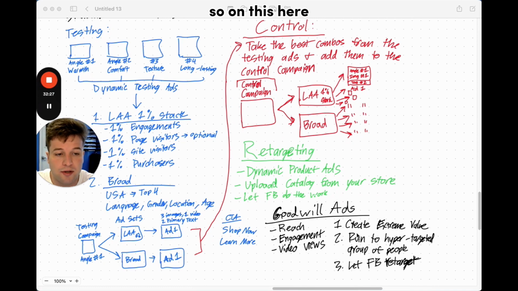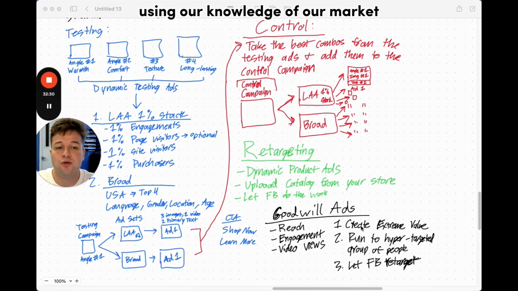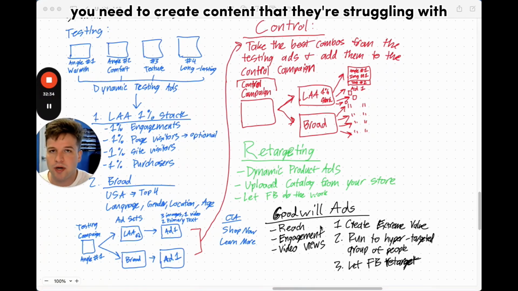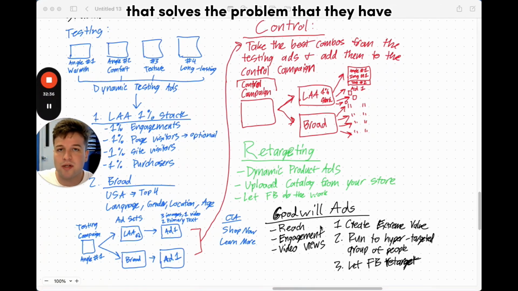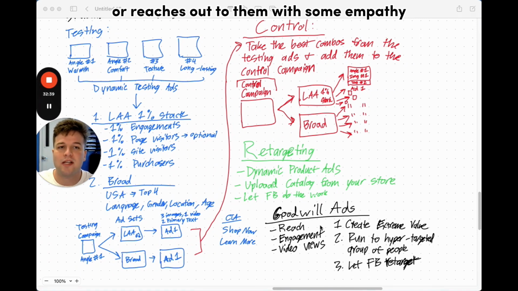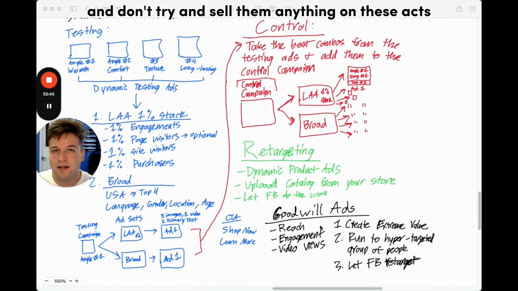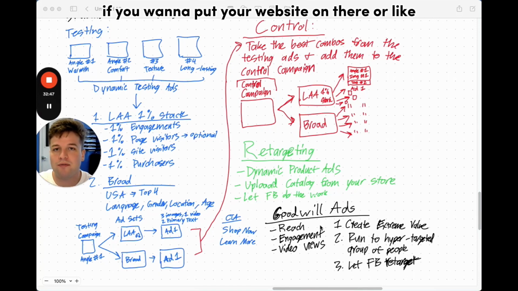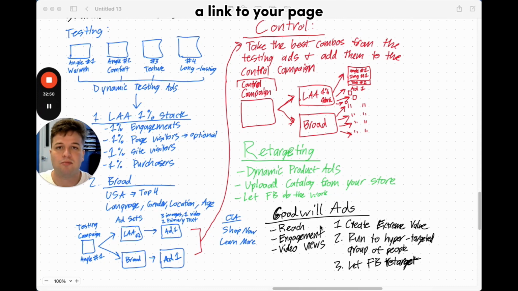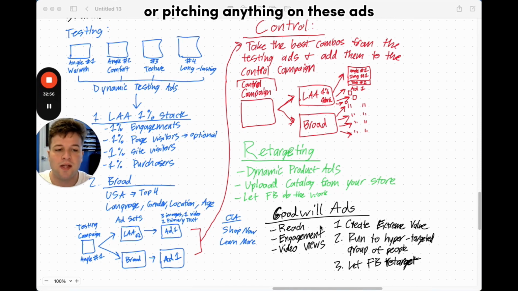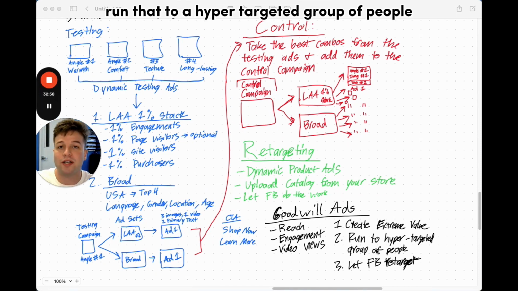So on this here, we're going to create extreme value using our knowledge of our market. What is your target market struggling with? You need to create content that solves a problem that they have or reaches out to them with some empathy or something like that. Get them to affiliate with you and like what you have to say, and don't try and sell them anything on these ads. These are just value. If you want to put your website on there, or a link to your page, or a thing to like your page, you can certainly do that. But I would not recommend hard selling or pitching anything on these ads. And then we're going to run that to a hyper-targeted group of people.